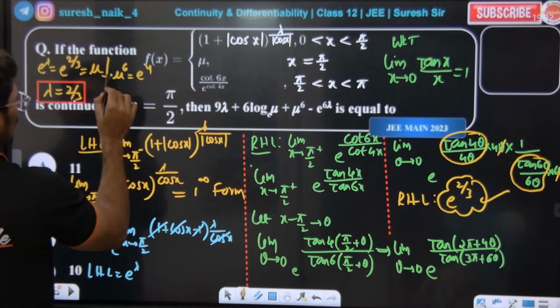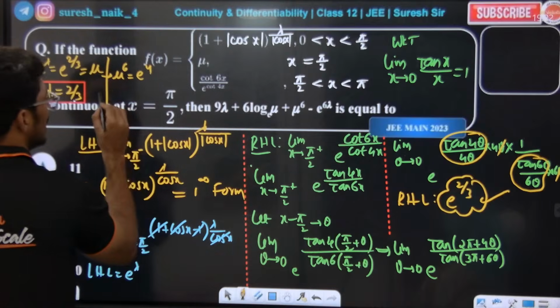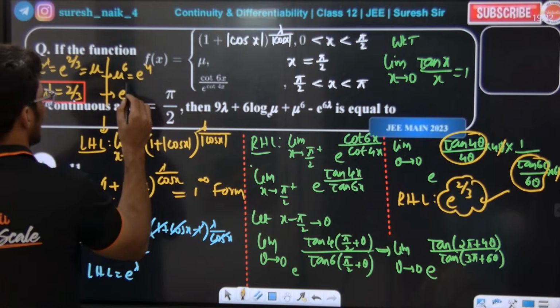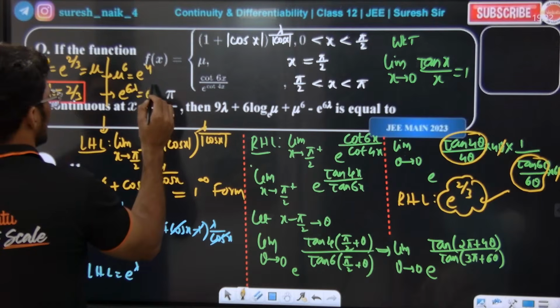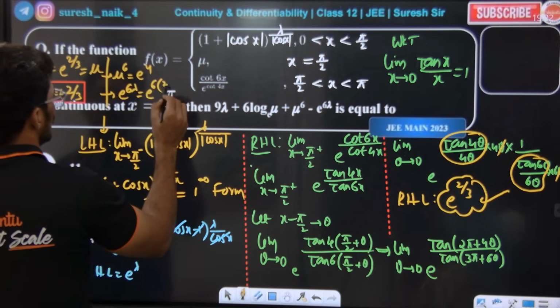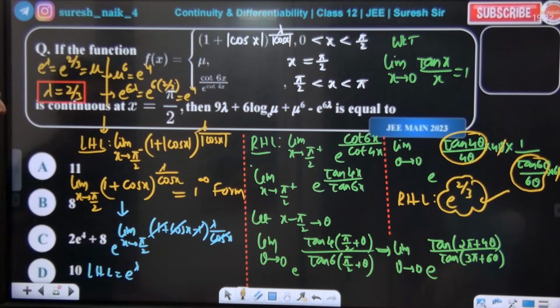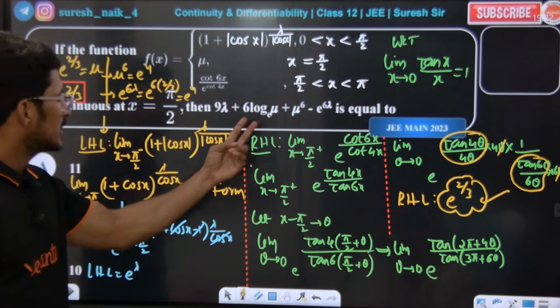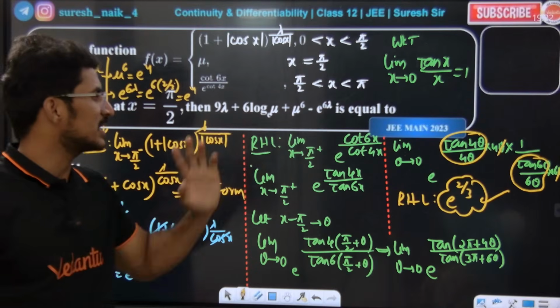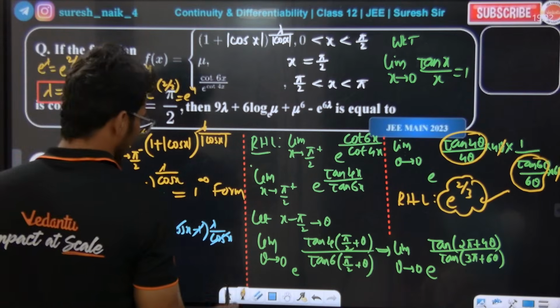Super sir, understood. What is needed next? E power of 6 lambda also I want. E power of 6 into lambda, what? 2 by 3, 3 ones, 3 twos. So e power of 4. This is also e power of 4. Okay guys, now look at what I am doing. I calculated mu power of 6 and e to the power of 6 lambda.